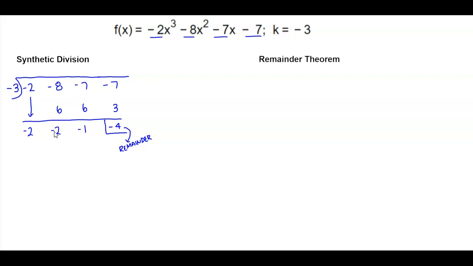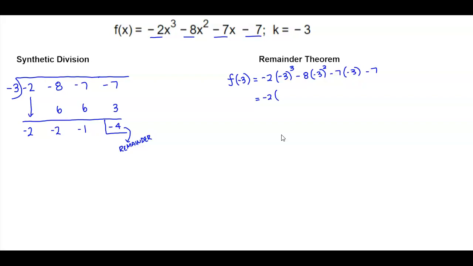Okay, now if we want to use the remainder theorem, we're going to find f of negative 3, and then we're going to plug it into the function. So that means we're going to have negative 2 times the value of negative 3 cubed minus 8 times negative 3 squared minus 7 times negative 3 minus 7. So the first thing we're going to do in order of operations is exponents.